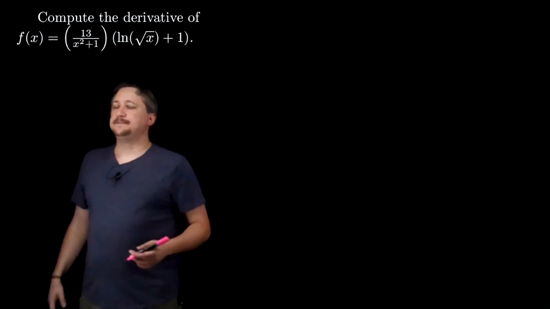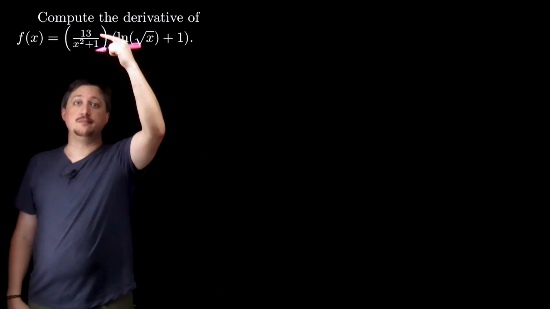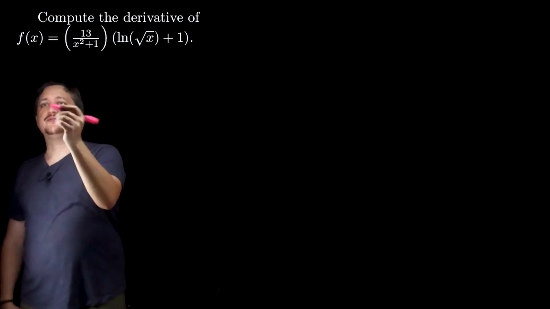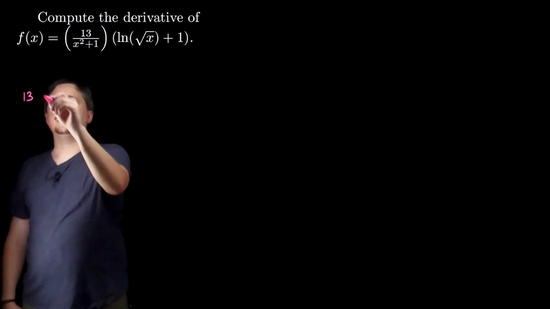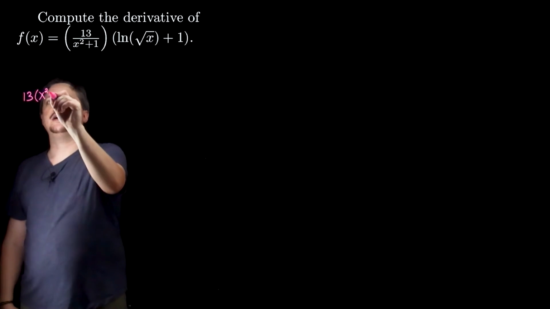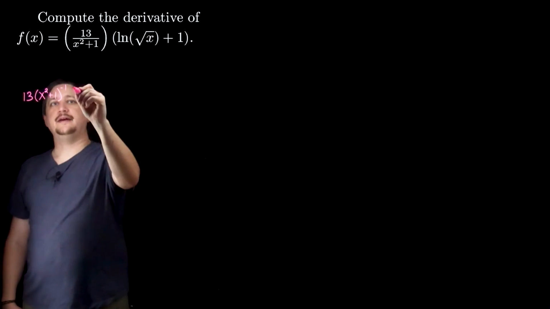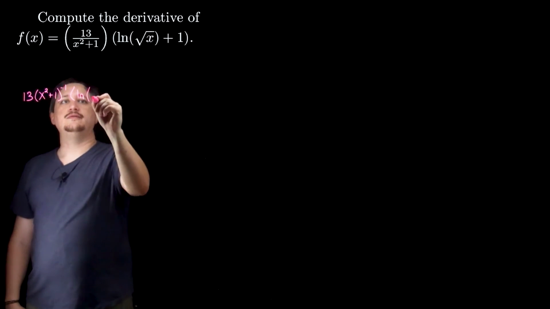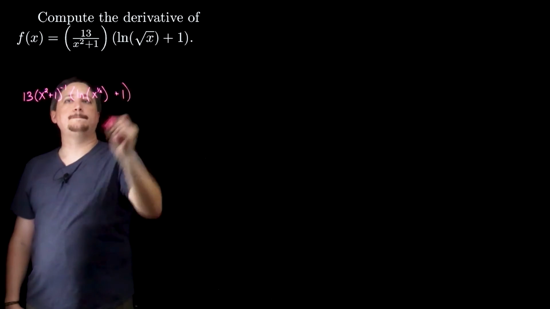So looking at this problem, I see that the top of this fraction is just a number. And since it's just a number, I don't have to worry about a quotient rule for this first thing. What I'm going to do is rewrite it as follows. So instead of doing 13 over x squared plus 1, I'm going to do 13 times x squared plus 1 to the minus 1. Okay? Then I'm going to have natural log of x to the 1/2 plus 1.